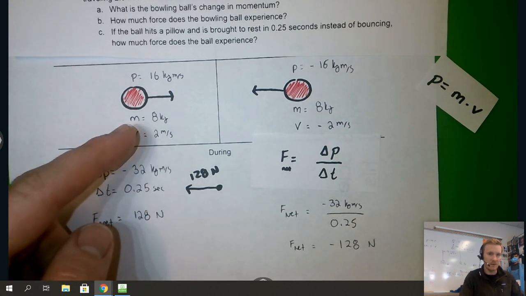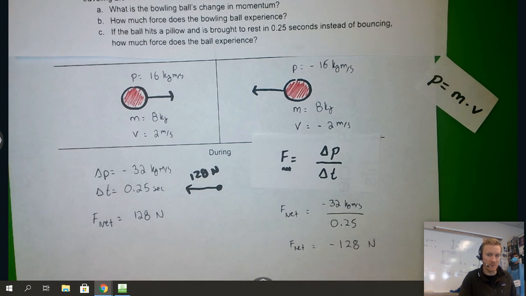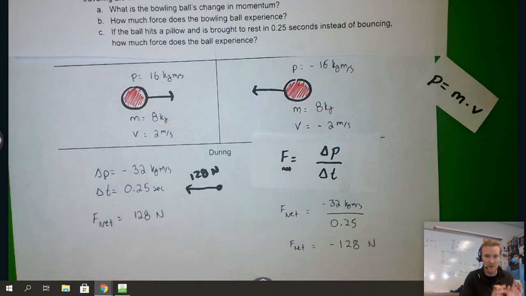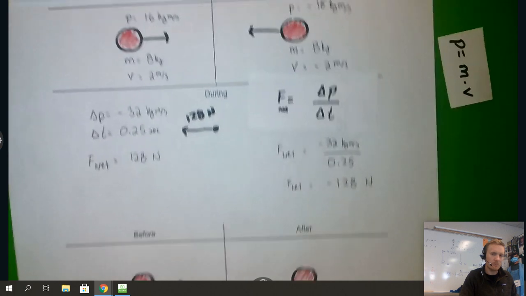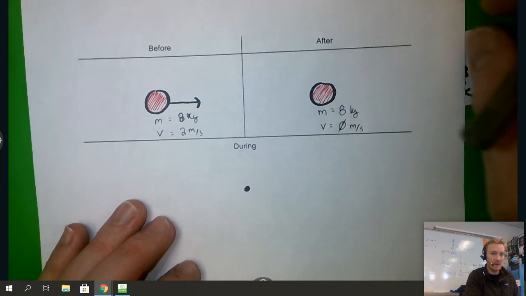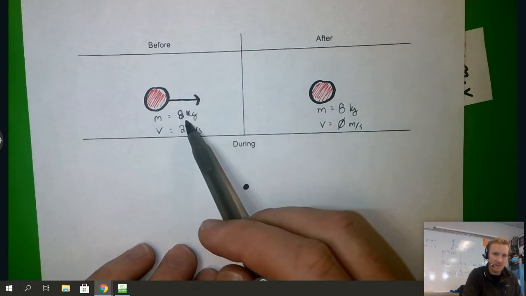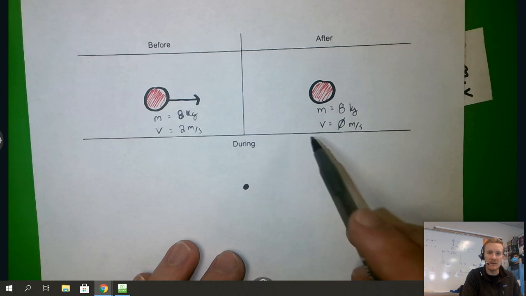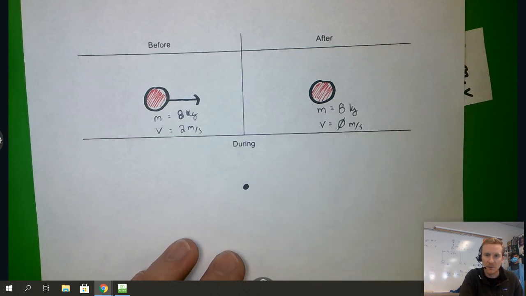If the difference between something that's bouncing versus something that's coming to a stop, it's going to take a lot more force to get it to not only stop, but change direction, okay, than it would be to just make it stop. So if I compare that to this situation here, okay, again, everything's basically the same. We have the same mass bowling ball. It starts at 2 meters per second. The only difference is now it's going to end with a velocity of 0 meters per second.